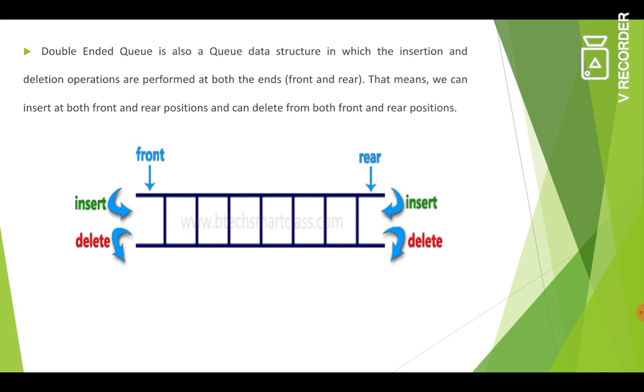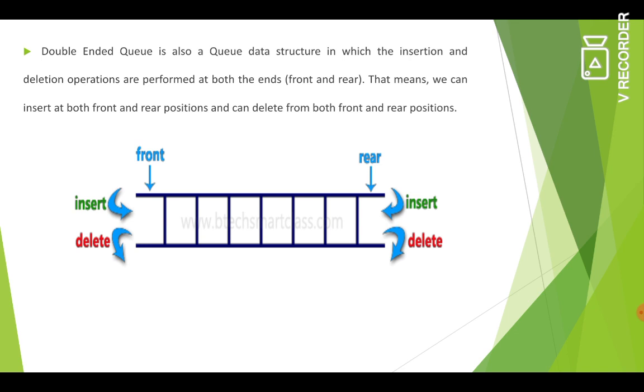As we know, we have two pointers, two ends in a queue data structure. They are the front end and the rear end. So you can perform both the insertion and deletion operations at both ends. That's why it's called a double-ended queue, which means that we can insert at both front and rear positions, and you can delete the elements from the queue from both front and rear positions.